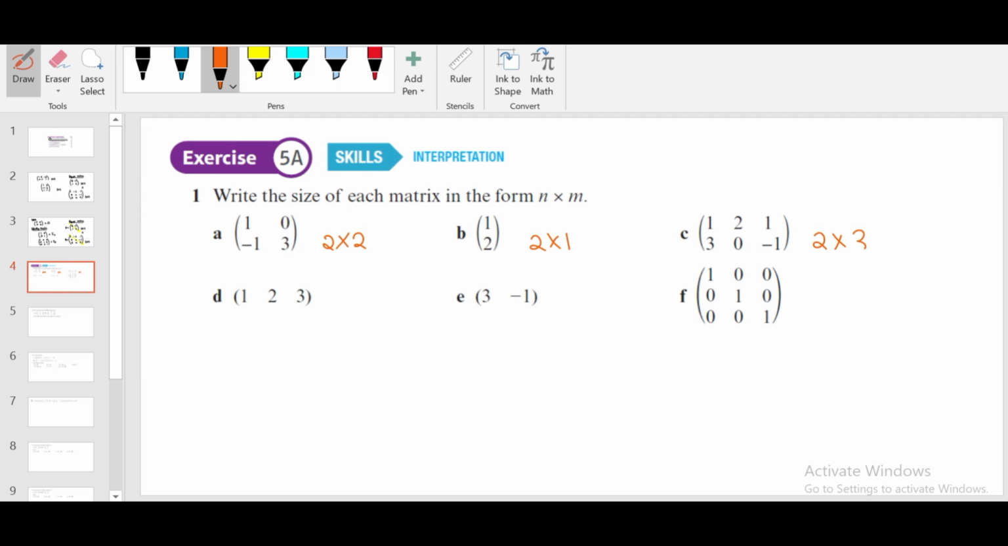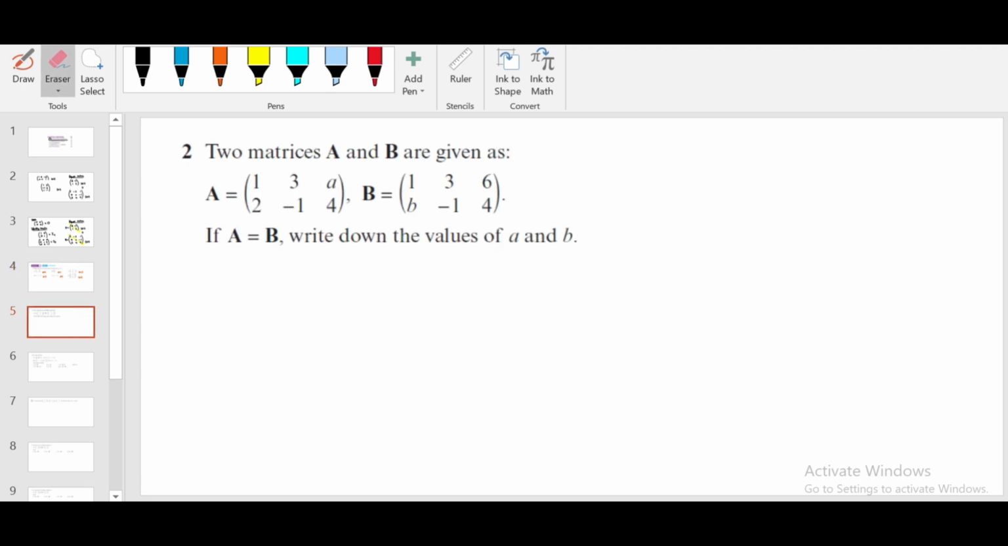For C, there are 2 rows, 3 columns, right? How about D? There is 1 row, 3 columns. Perfect. 1 by 3. Yes, 1 by 3, this is 1 by 2, this is 3 by 3. That's the order. Don't write I3. I3 is the notation for the identity matrix. Order or size is 3 by 3. Understand? You don't need to copy this. Let's move on to the next question.